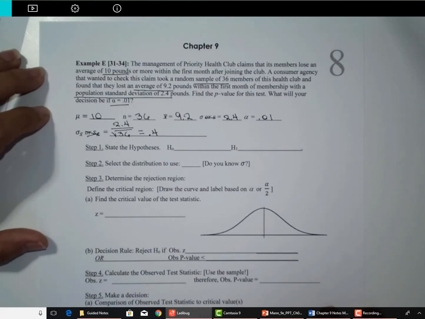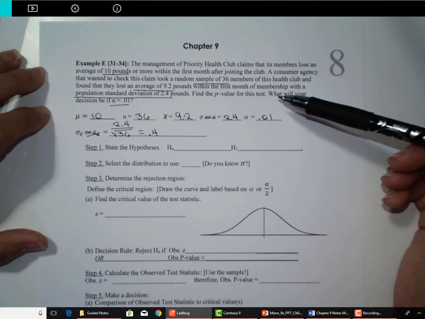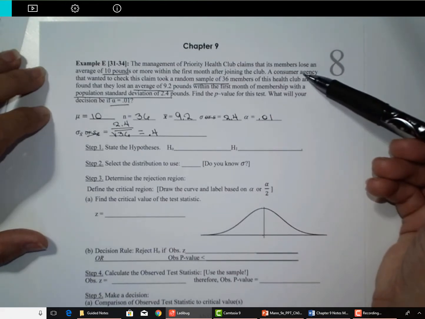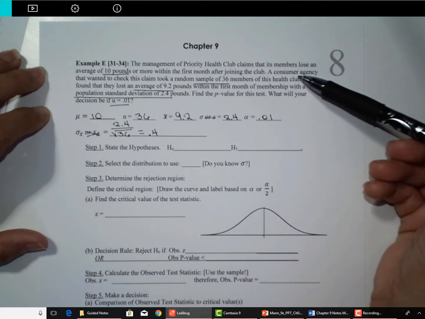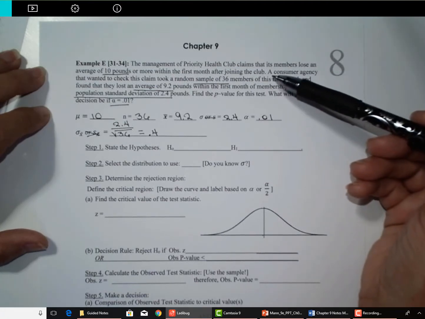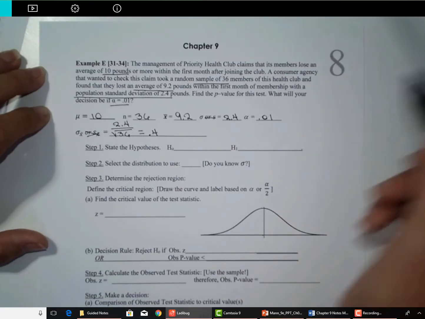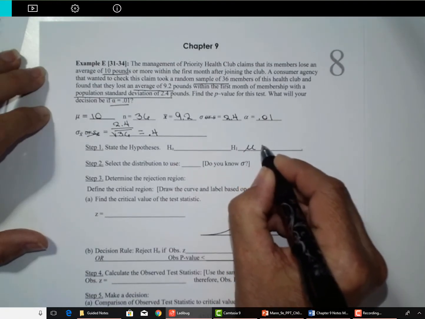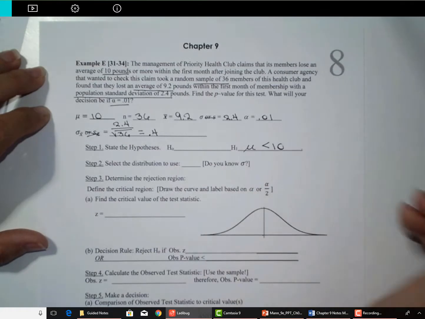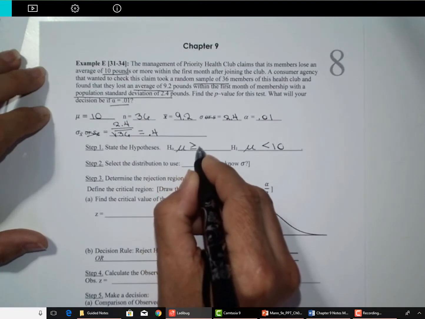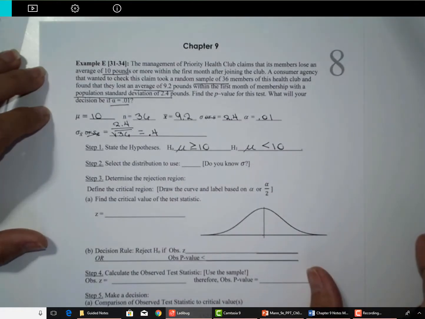Next, we want to state the hypotheses. Now, we want to state the hypotheses based on what they're telling us, and this is a little confusing in this problem. Remember, the consumer agency is only interested in a problem, or they're only going to say it's a problem if the members do not lose 10 pounds. That's the alternative hypothesis. That's what we set up first. We say, what if the mean is actually less than 10 pounds? That's the reason they're doing the research. They couldn't care less if it's greater than 10 pounds, and that's going to be the null hypothesis. If it's greater than or equal to 10 pounds, the consumer agency is going to be okay.